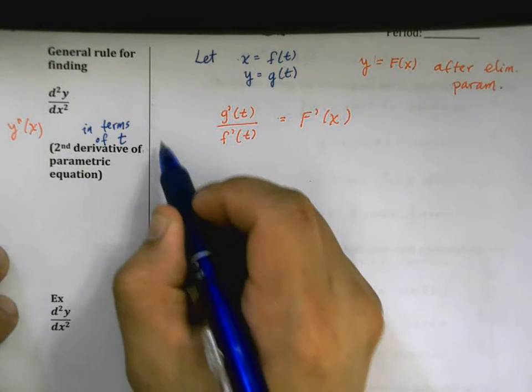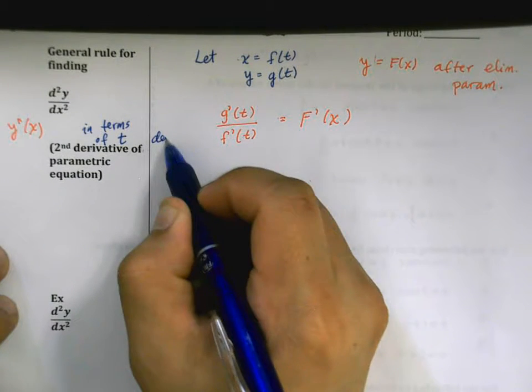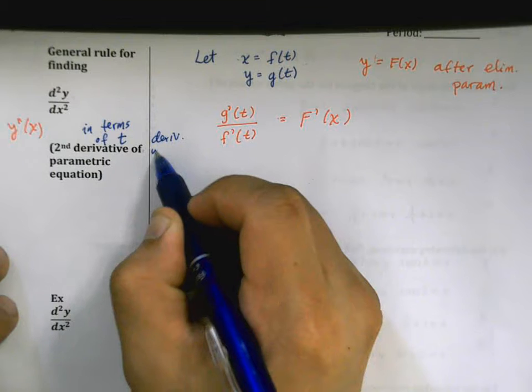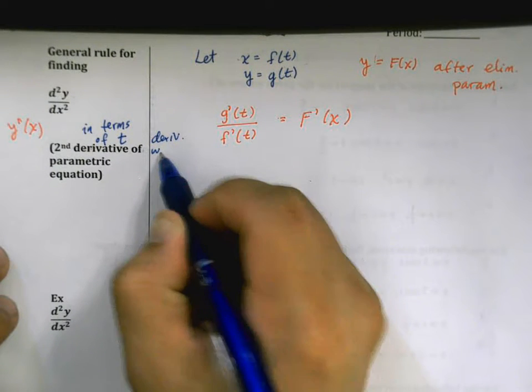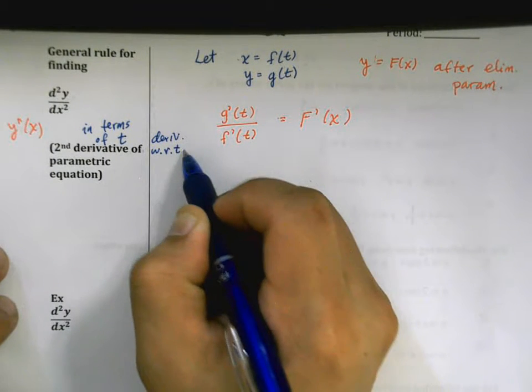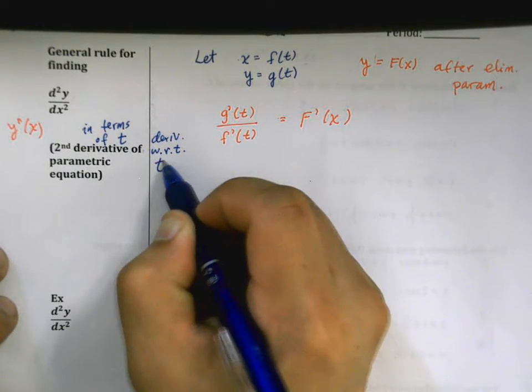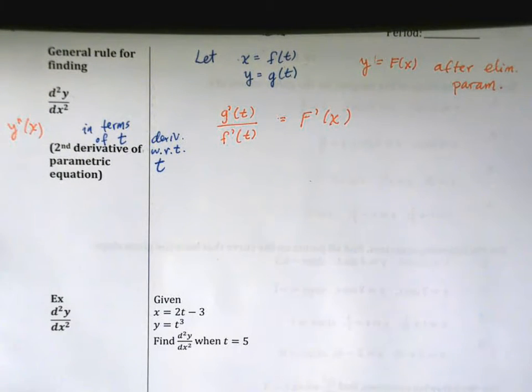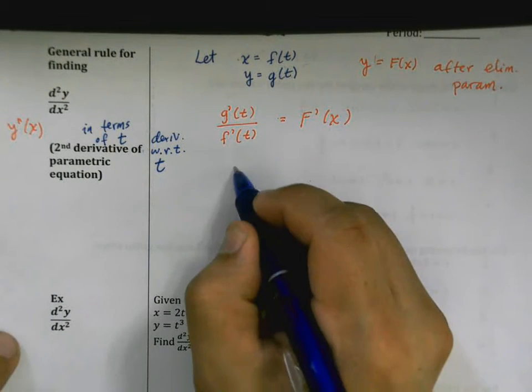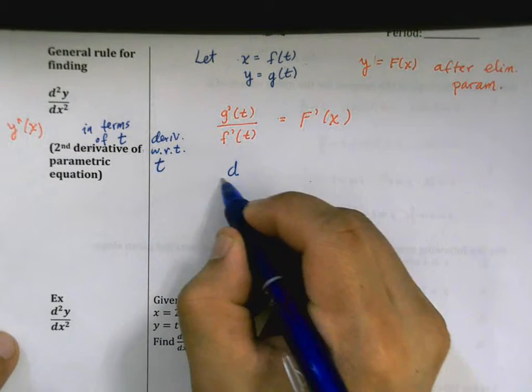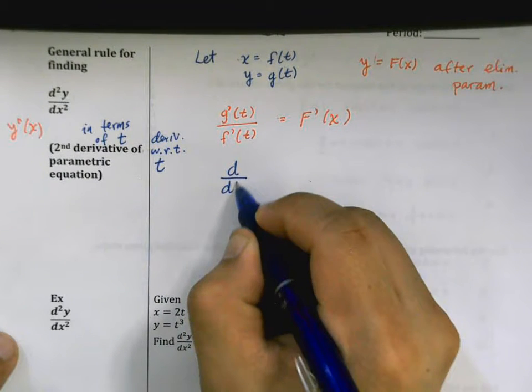Now we are going to take the derivative with respect to t. So again, take the derivative with respect to t, and I'm going to abbreviate that to the variable t. I'm going to use some notation here that may be a little bit weird, but it'll really help us simplify the process a little bit.